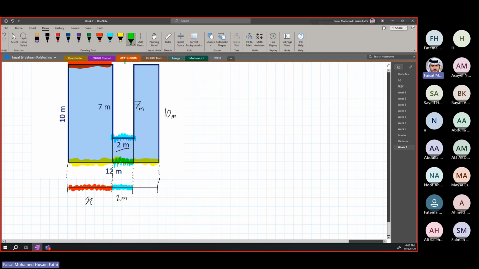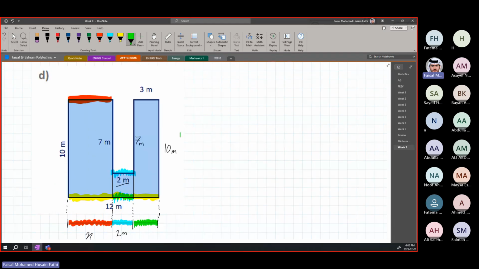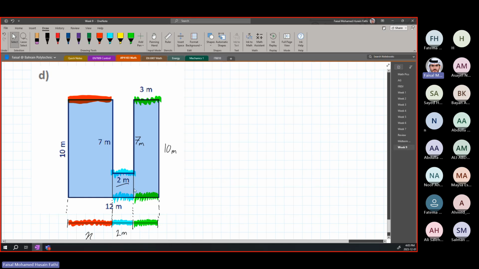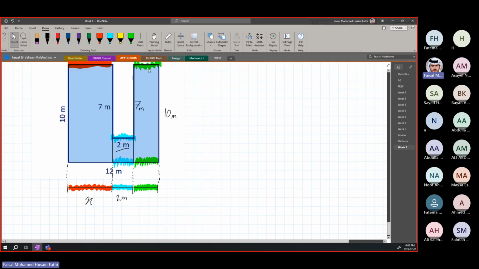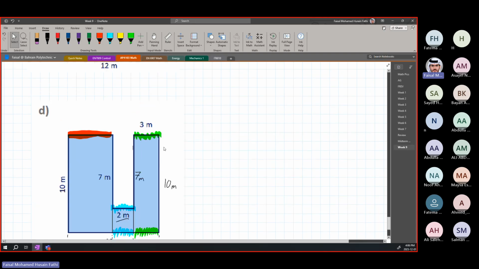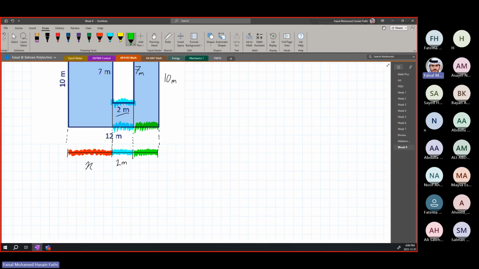And now let's look at this part, which is equal to this part. Let me erase the yellow so there's no confusion. Logically, this is equal to this side from the cut, because we cut it into a simple rectangle. So this side is going to be equal to this side. This side, we already know, is equal to 3 meters. So this is going to be 3 meters.